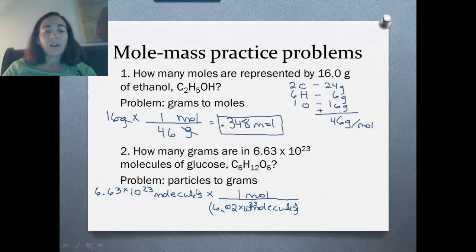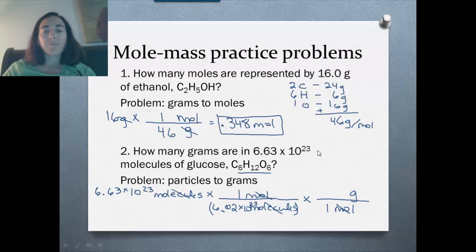That's going to allow molecules here to cancel with molecules here. That gets me to moles. But then I need to go to grams. So I'm going to set up another conversion factor. And I'm going to put 1 mole on the bottom here so that moles cancels with moles. And then grams is the unit I'm trying to find. The grams is going to come from the formula of this glucose.